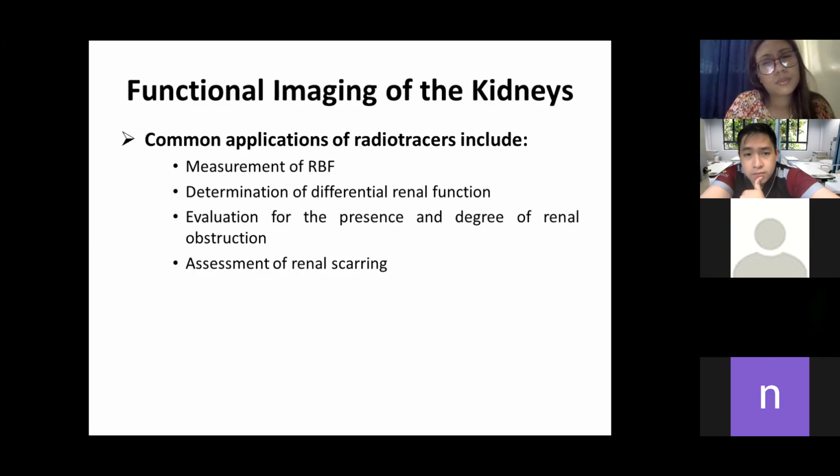Functional imaging of the kidneys. The common applications of radiotracers include measurement of renal blood flow, determination of differential renal function, evaluation for the presence and degree of renal obstruction, and assessment of renal scarring.